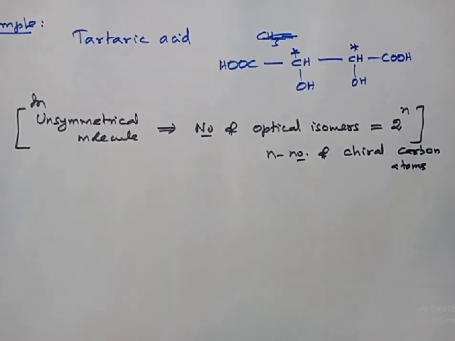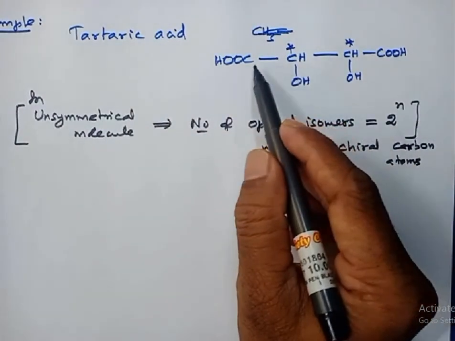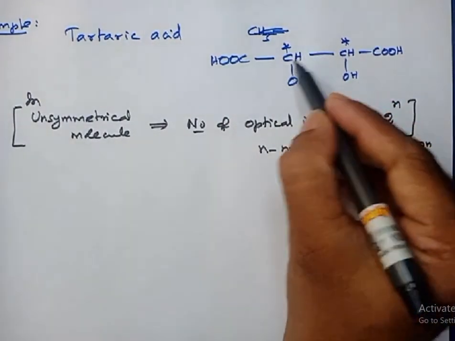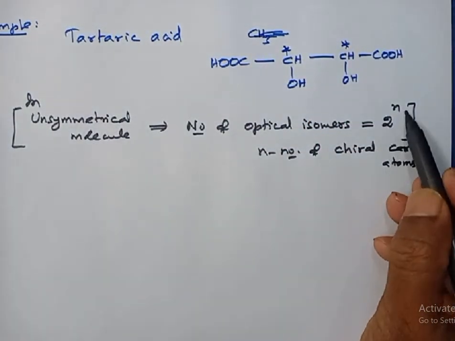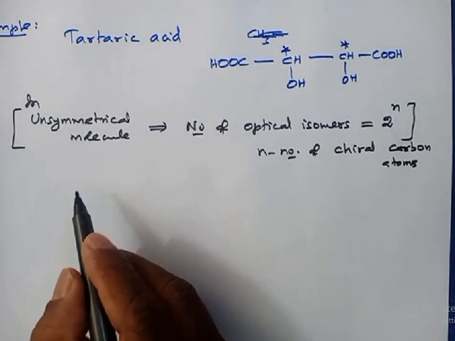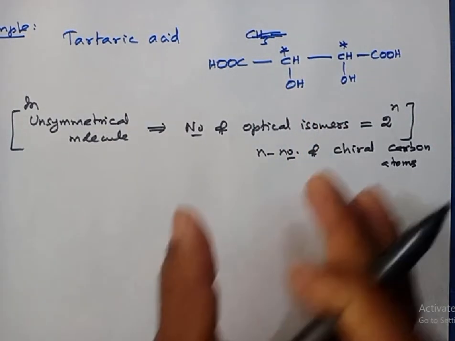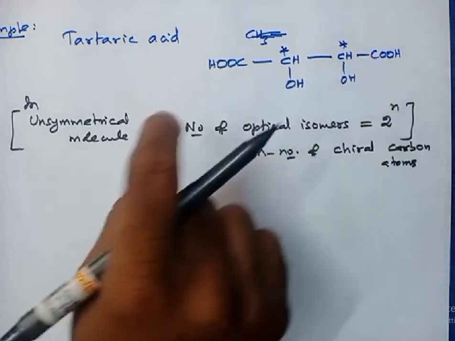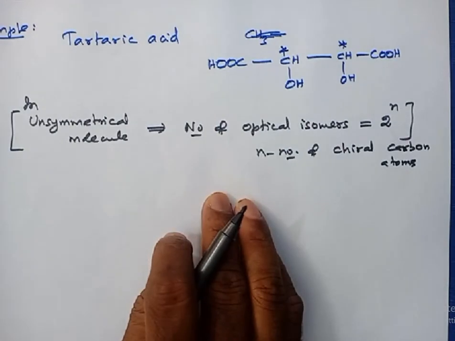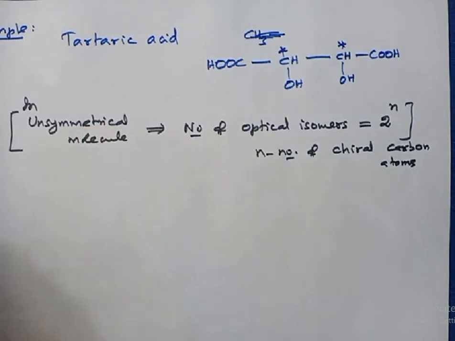In the case of an unsymmetrical molecule. So here, this is not an unsymmetrical molecule. This is symmetrical. So we have two chiral carbons. If I put 2 here, 2 power 2, we expect 4 isomers. But students, observe carefully. Suppose you assume tartaric acid as an unsymmetrical molecule, then we expect 4 isomers actually. But tartaric acid is not unsymmetrical, it is symmetrical.